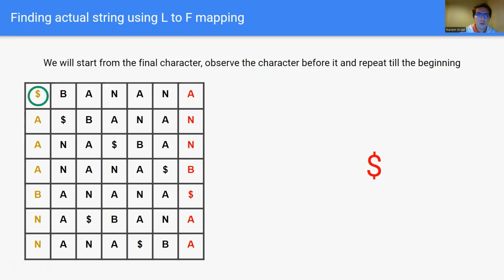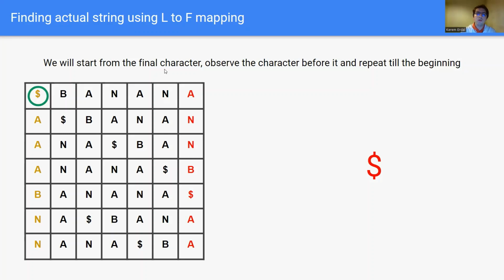We first start from the end of the string, which is the dollar sign. And what is the character before the dollar sign? It is A, because it also indicates the rotation of this string. So banana dollar, and dollar is the sign coming after A. So the character before dollar is A.